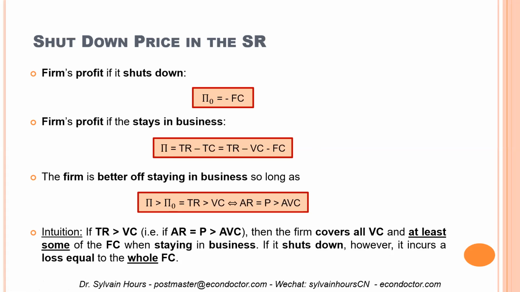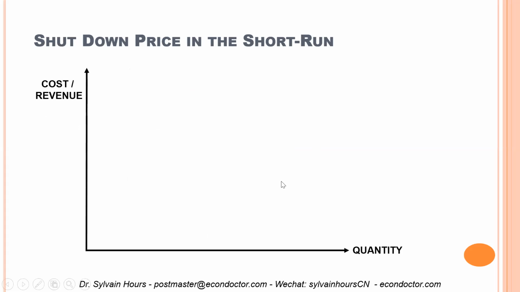And of course, I have not mentioned it, but if the price is greater than the average total cost, then I cover my variable cost and I also cover my fixed cost, all of it. And in that case, I make a positive economic profit. So how do we represent that on a diagram?